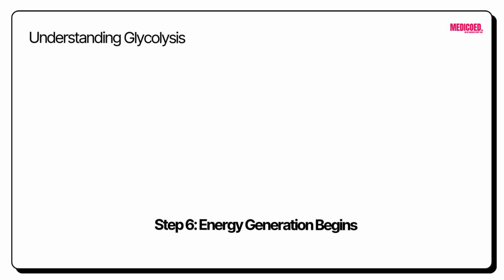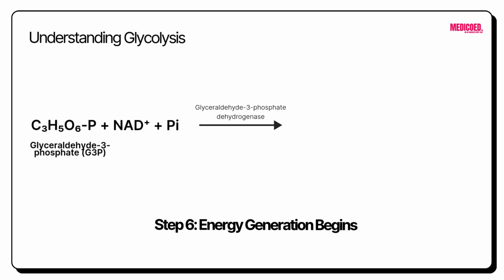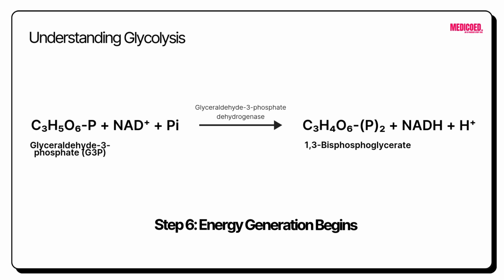Step 6. Energy generation begins, glyceraldehyde 3-phosphate dehydrogenase reaction. NAD+ is reduced to NADH, and an inorganic phosphate is added to G3P, forming 1,3-bisphosphoglycerate. This step helps generate ATP later.